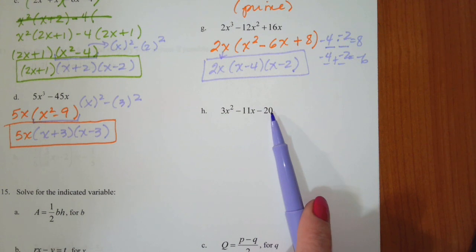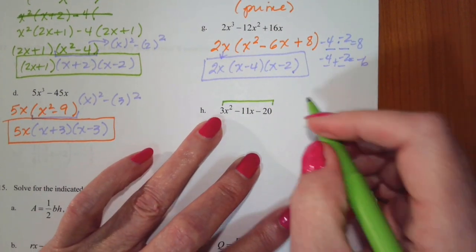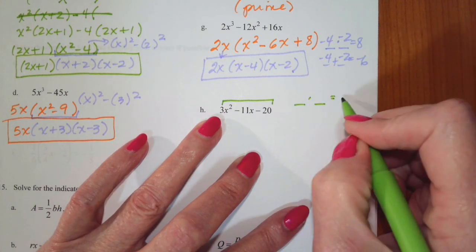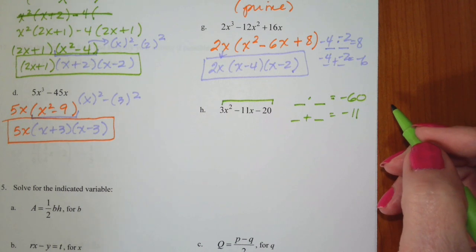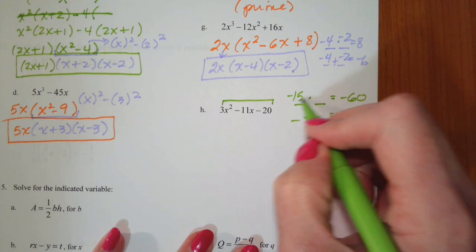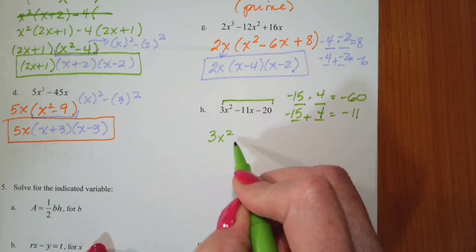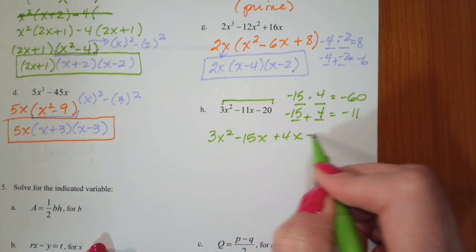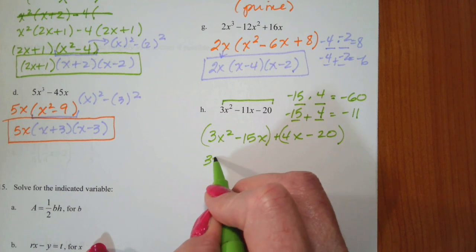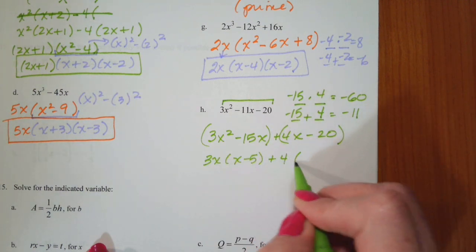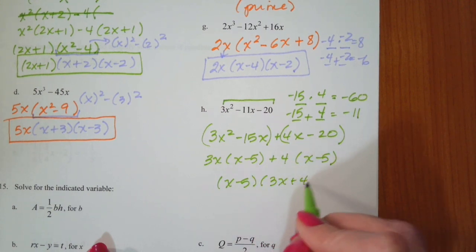Okay, 3x squared minus 11x minus 20. There's no GCF. So I'm going to have to multiply this, since this leading coefficient is not 1. So I'm looking for two numbers whose product is negative 60 and whose sum is negative 11. And they are negative 15 and 4. So this becomes 3x squared minus 15x plus 4x minus 20. If I group them, I've got a plus sign in between, so I'm golden. So this gives me 3x times x minus 5 plus 4 times x minus 5, which gives me x minus 5 times 3x plus 4.